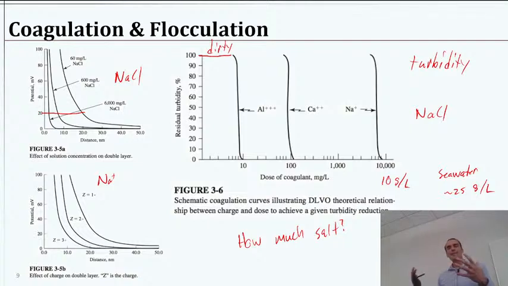So all that to say, we can shrink that electrical double layer by making it saltier, especially if we use the highly charged stuff. That's kind of the concept here. So that's what we end up doing.